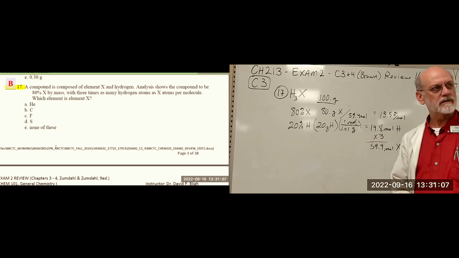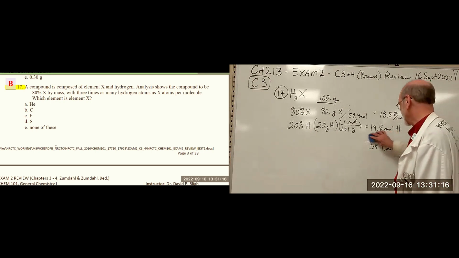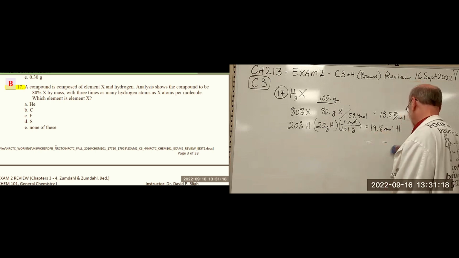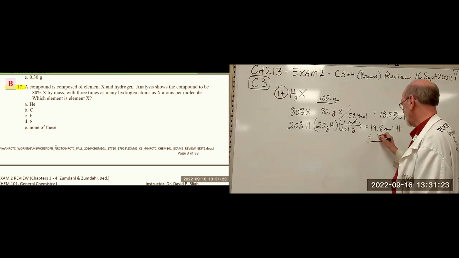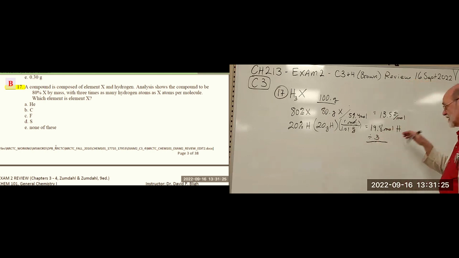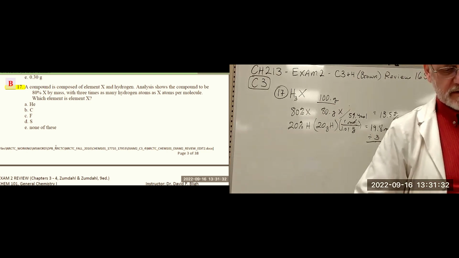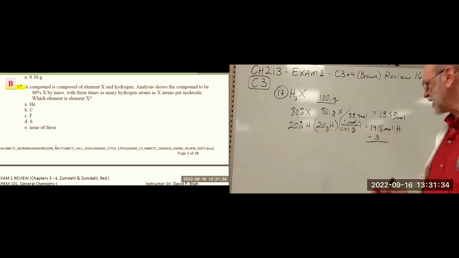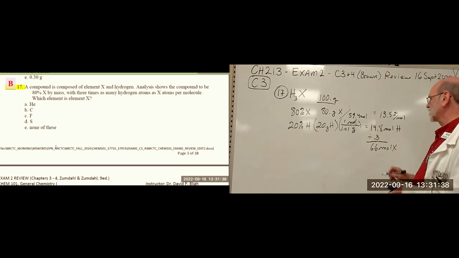Anybody see what I did wrong? It's not 3 times as many X. It's 1/3 as many X. Divide by 3, because this represents 3 times X. 19.8 divided by 3 is 6.6. 6.6 moles of X.